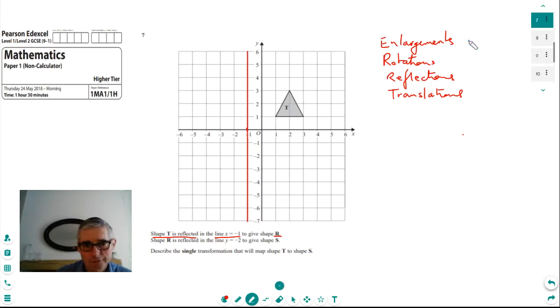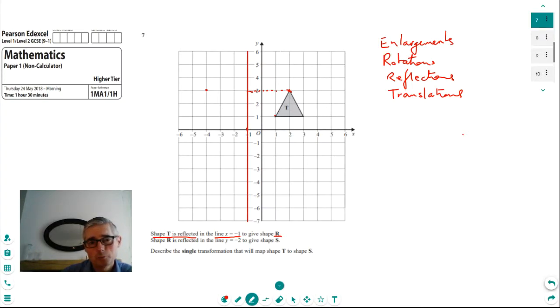If I reflect this shape in that line, it means that every point on this shape is placed exactly the same distance but on the other side of the line. We could even draw a dotted line to the line of reflection from our shape, because we've crossed over 3 squares there, and the reflected point would be the same distance on the other side. So we go 1, 2, 3, and it's placed there, 3 squares on the other side of the line.